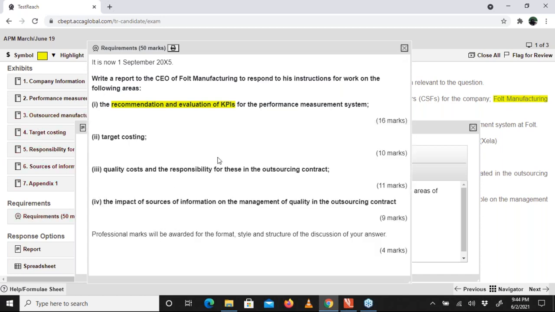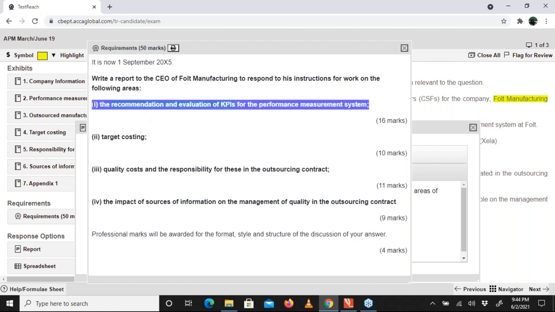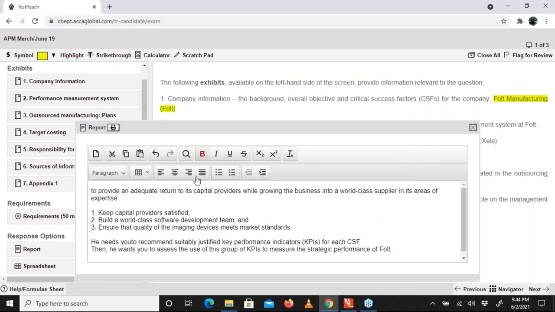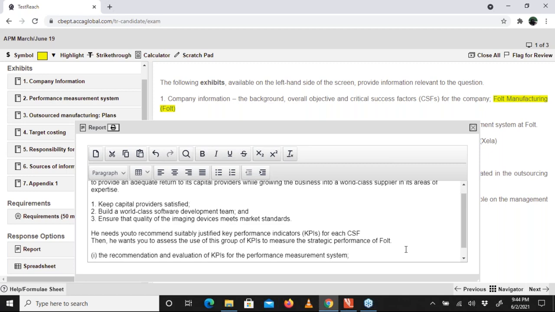Okay, now the question's requirement is recommendation and evaluation of the KPIs for the performance measurement system. Now, this is actually the question's requirement as per the examiner.